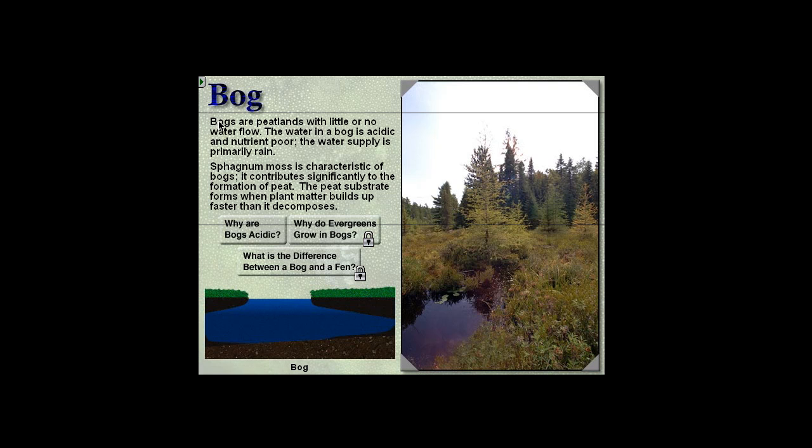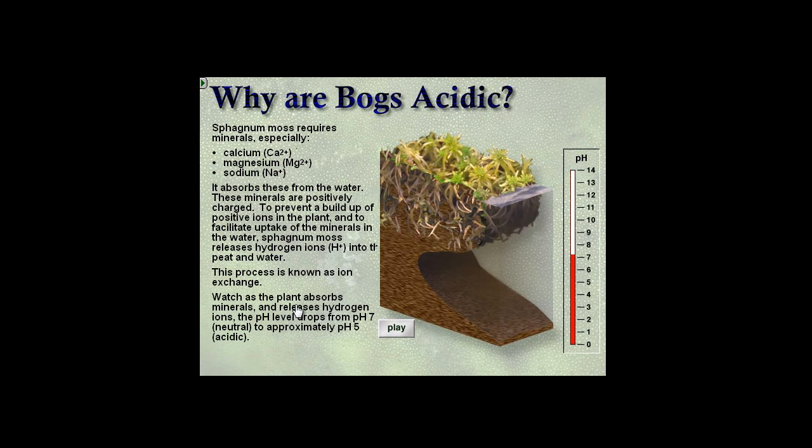Here it gives you a brief description of what a bog is. Now, you could also see why do evergreens grow in the bog and what is the difference between a bog and a fen, but since we do not have the full version again, we can only see why bogs are acidic. So please click on the little box.